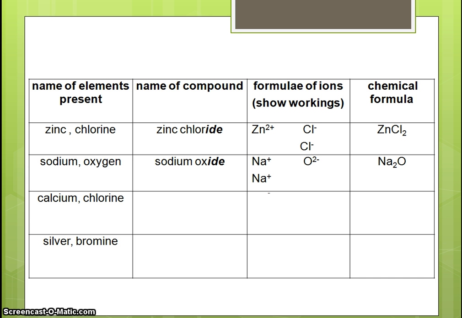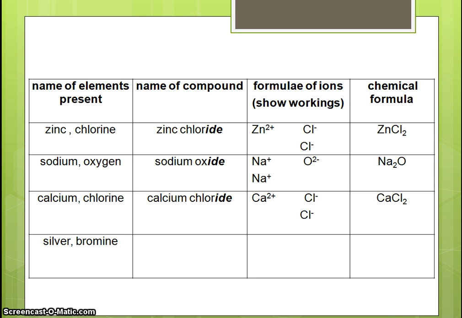In the next example, you have your calcium and your chlorine. What will be the name of the compound that's formed between your calcium and your chlorine? It is actually your calcium chloride. What are the formula of the ions in calcium chloride? They are your calcium ion Ca2+, and your chloride ion, Cl-. Now, after balancing the charges, we write down the chemical formula for calcium chloride, which is CaCl2.